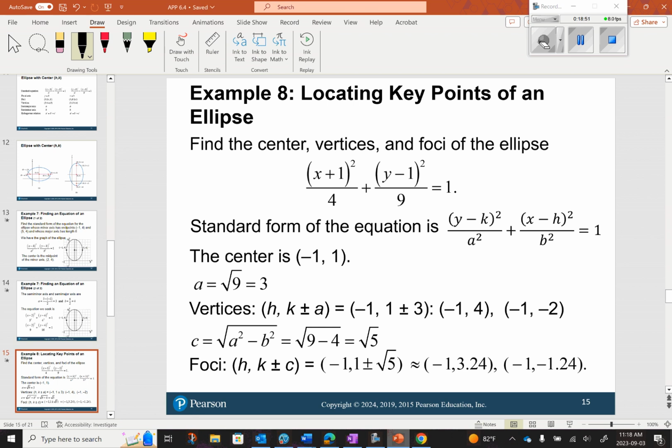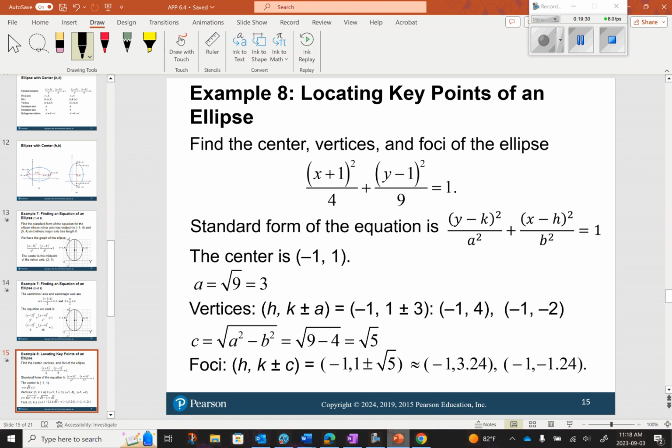So a is 3. So our vertices, again, h is going to stay the same because the major axis is going to be vertical. So we're going to take 1 plus 3. So that'll put us at negative 1, 4 as one vertex. And then k minus a. So 1 minus 3 puts us at negative 1, negative 2 as our other vertex on the major axis.